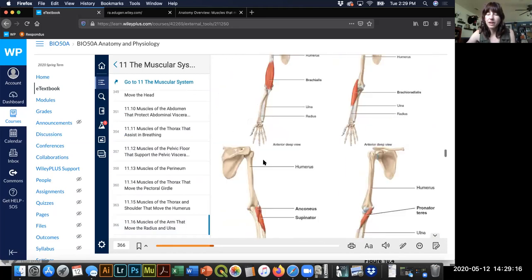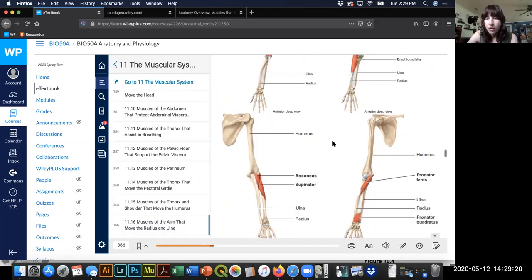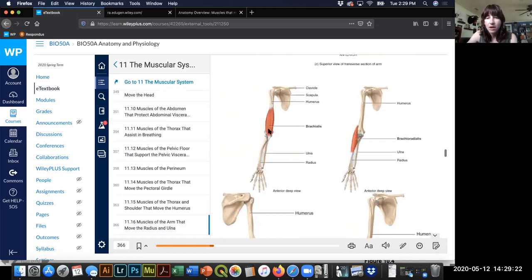Okay, so this is what I'm looking at in our textbook right here. We talked about the muscles of the upper arm. This is obviously a deep view because we have the brachialis.